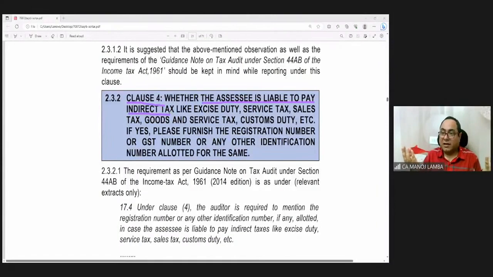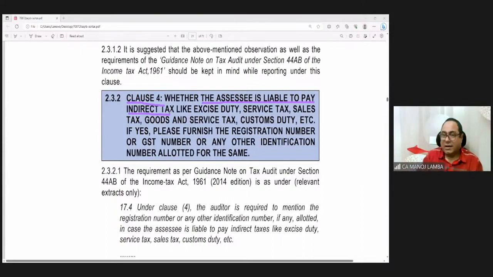Suppose a person is engaged in dealing in agriculture goods or some exempted item. He is mentioning in Form 3CD that he is not liable to pay indirect tax. But being an auditor, you have to verify this fact, check this fact, and report on this fact. Whether as per the provisions of the CGST Act, the particular item in which your assessee is doing business falls within the ambit of GST or not, or if it falls under the GST ambit, whether the assessee is liable to pay indirect tax. That is the message I want to convey to you, my dear friends.